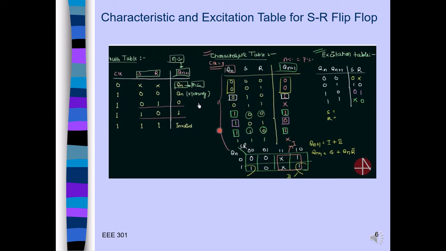1 0, again 1 0 will set, so it will be set to 1. 1 1 will be don't care. Okay, so this will be helpful to determine the excitation table.